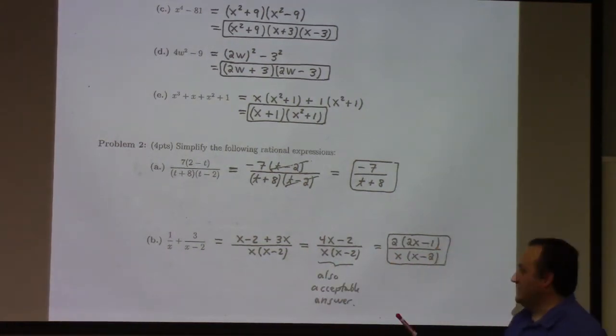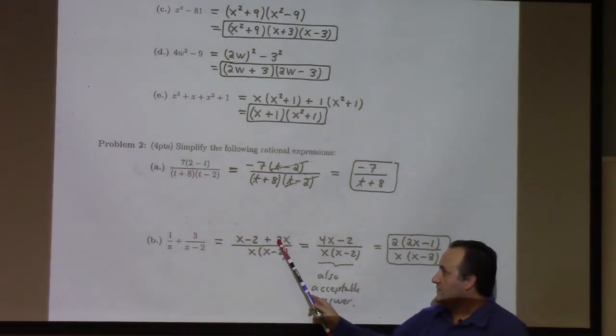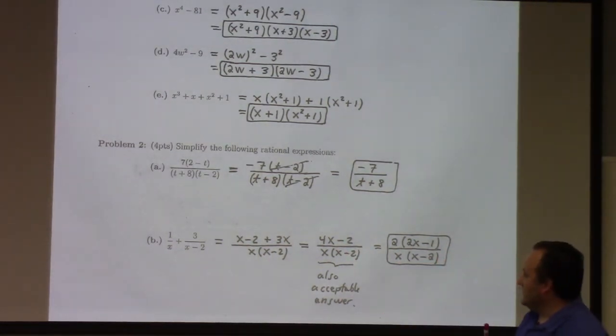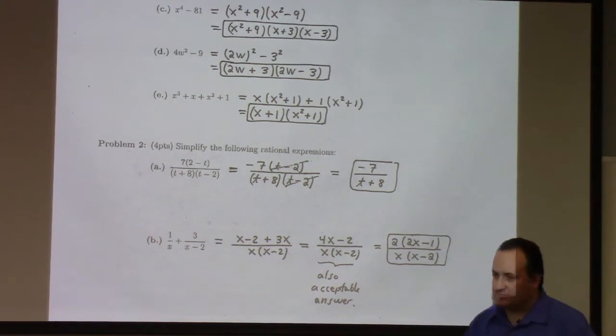Yeah. This one here, I made a common denominator of x times x minus 2, which gave me, as it turns out, 4x minus 2 over x times x minus 2. Which you could factor like that, but I counted this right too.